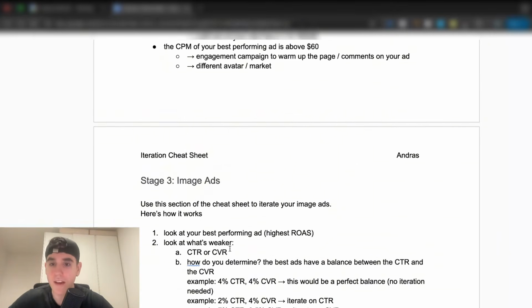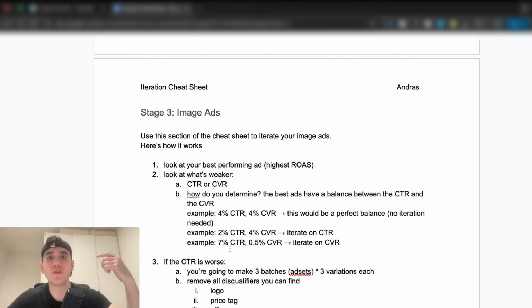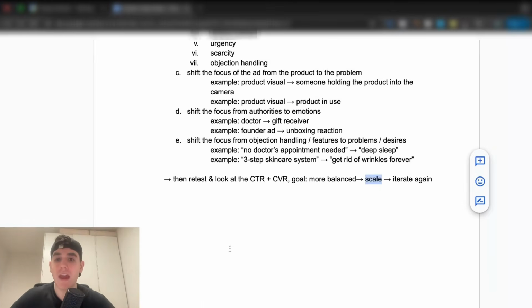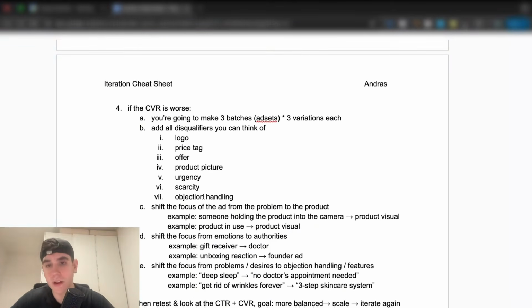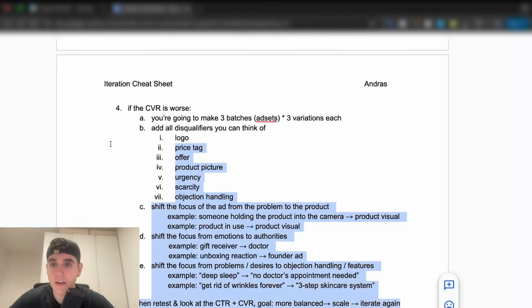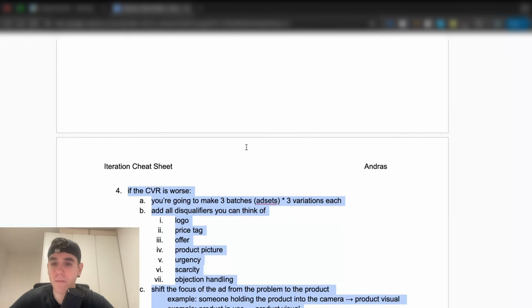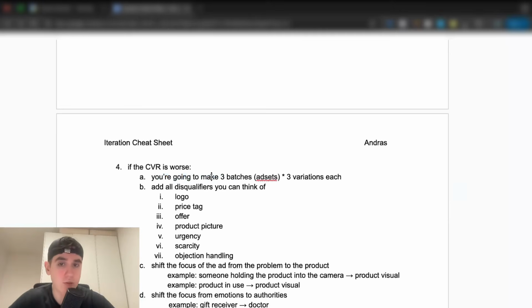What's weaker, okay? So the iteration process is something which you literally never stop doing until you have a perfect balance between CTR and conversion rate. Let me give you an example if the conversion rate is worse, okay? That's the other example. And all you're going to see here is really just turn all these things around. So what happens is you're going to make, once again, 3 batches times 3 variations each, and this time you're going to add in disqualifiers that you can think of.